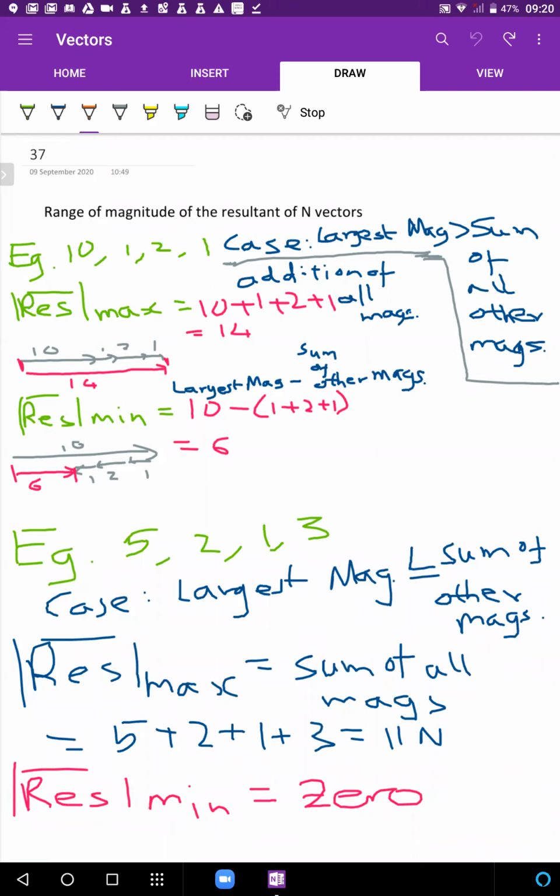Okay. So consider this example. इसमें ज्यादा से ज्यादा कितना आएगा? So how do you find the maximum? Okay. So this is the first case. In this case, my largest magnitude is greater than the sum of all the other magnitudes.